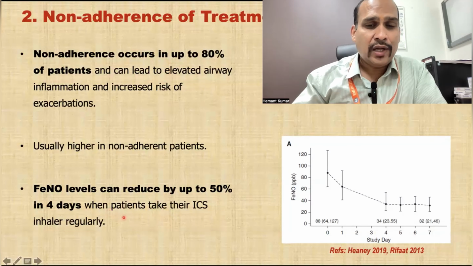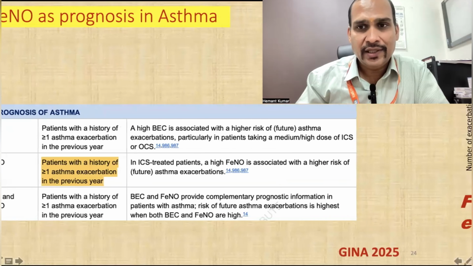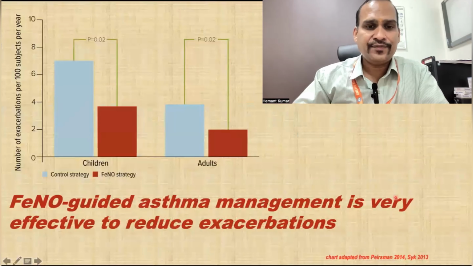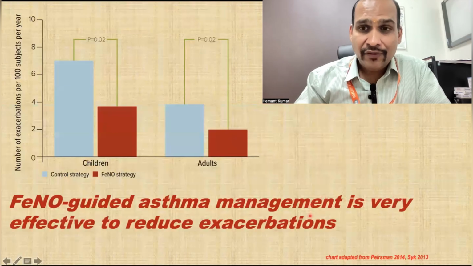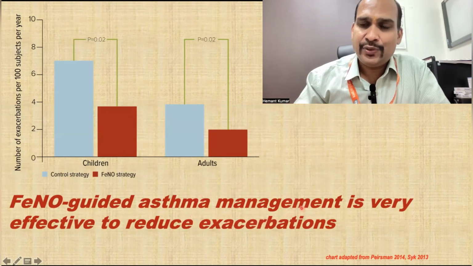This is the guideline from GINA 2025. Those patients who have a history of more than one exacerbation and still have high FeNO despite treatment are at higher risk of future exacerbation. Those patients who are already on treatment and have high FeNO will definitely have more exacerbation risk. So if you treat the patient with FeNO guidance, then asthma exacerbation will be reduced.